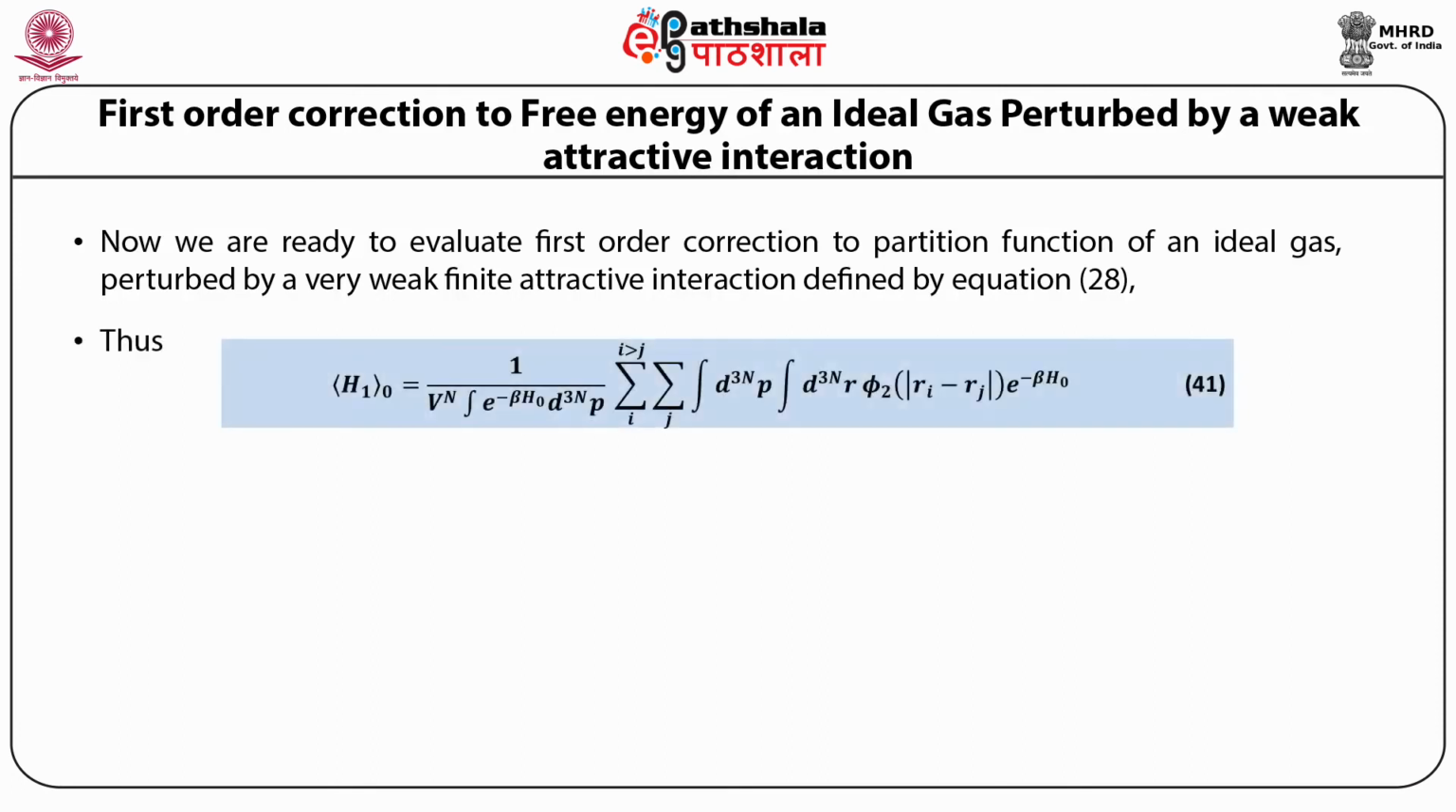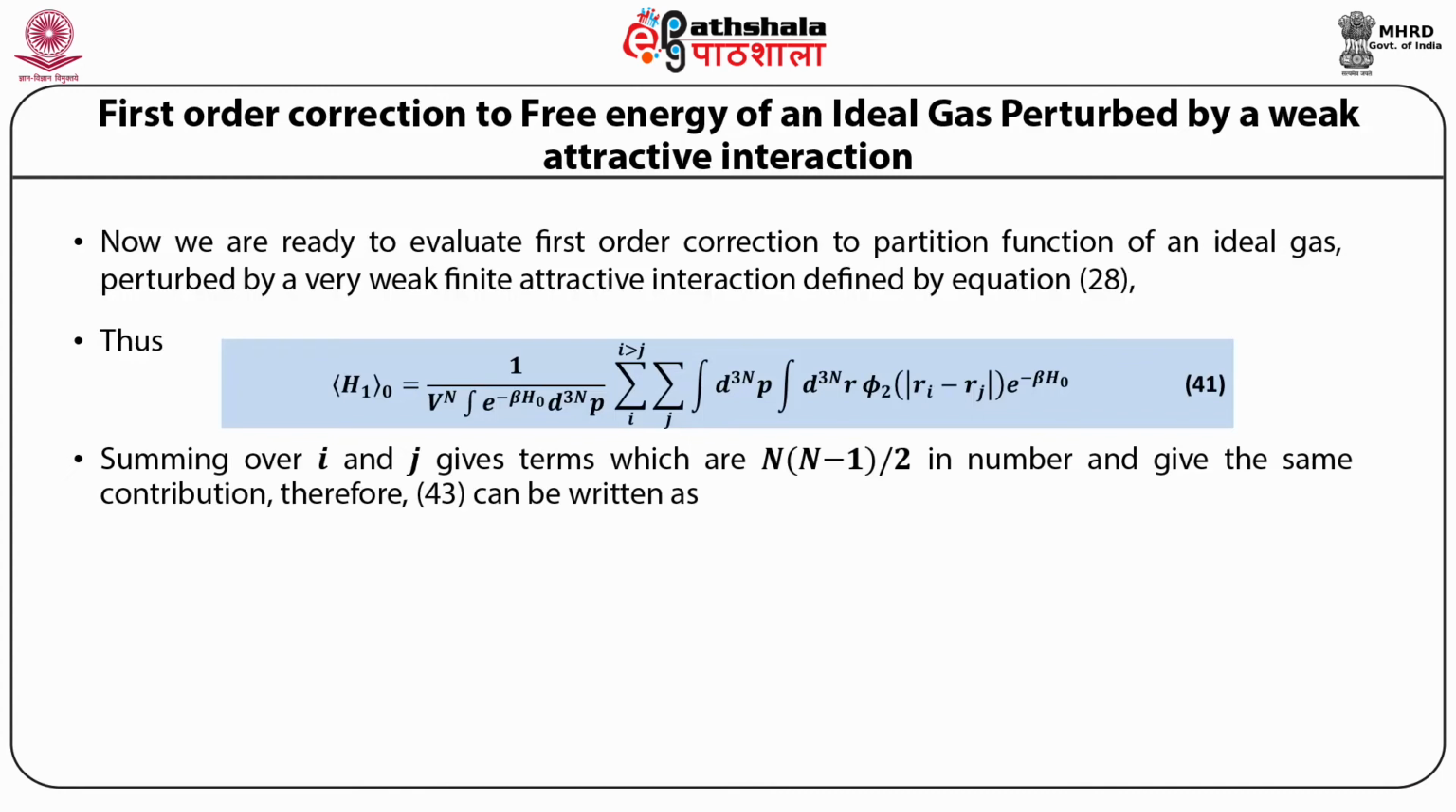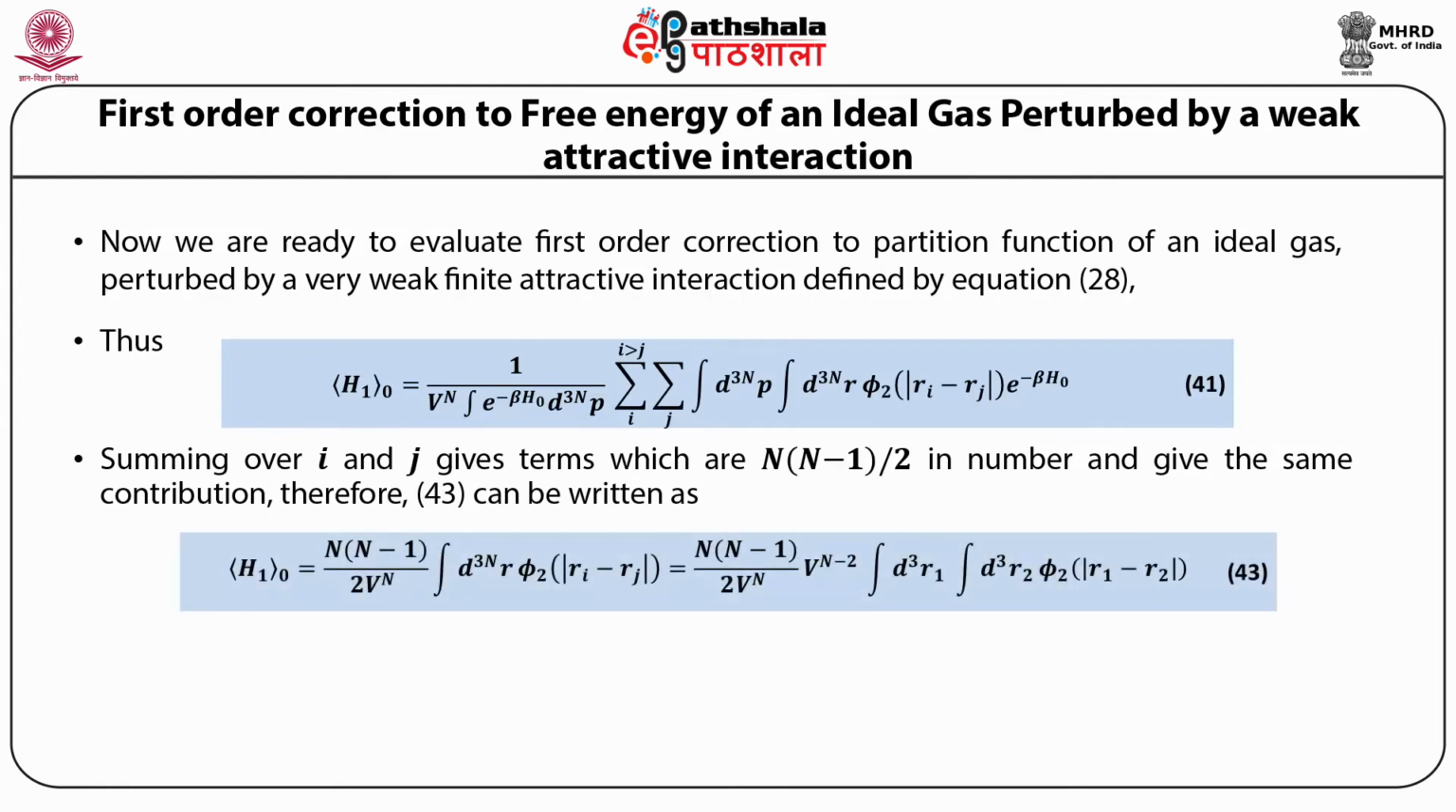Thus, the expectation value of h1 evaluated at lambda equal to 0 is equal to 1 upon V raised to power N multiplied by the integral of e raised to power minus beta h0 d3N p, summation over i greater than j, integral of d3N r phi 2 as a function of modulus of Ri minus Rj multiplied by e raised to power minus beta h0. Summing over i and j gives terms which are N times N minus 1 divided by 2 in number and give the same contribution.